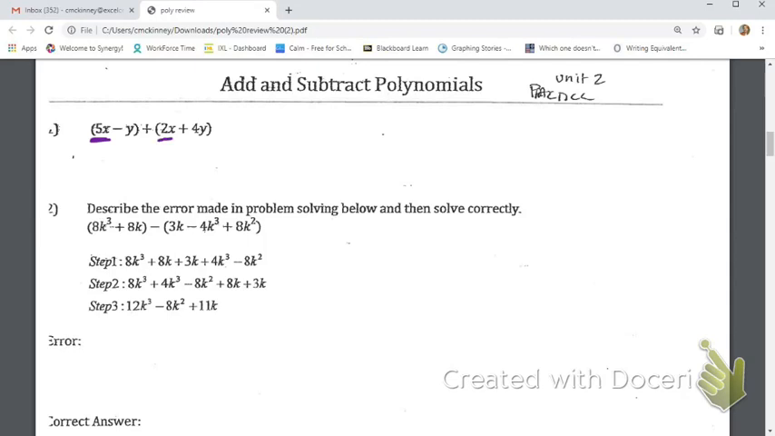So 5x and 2x adds up to be what? 7x. And then I'm going to put my y's together. Negative y, which would be the same as negative 1y, and positive 4, so plus 3y. Bigger number wins.